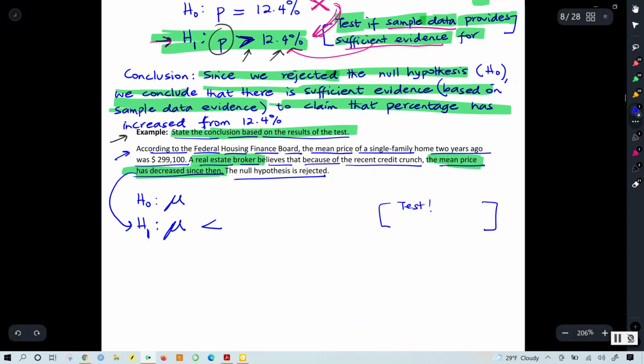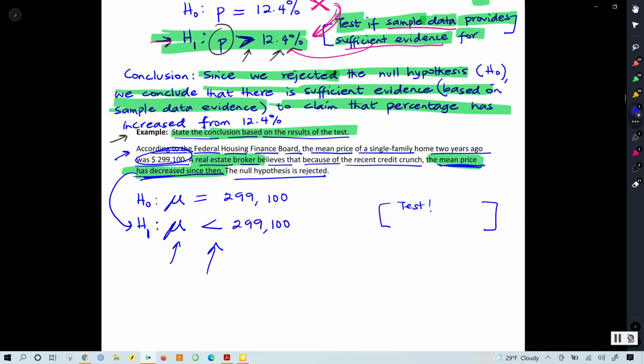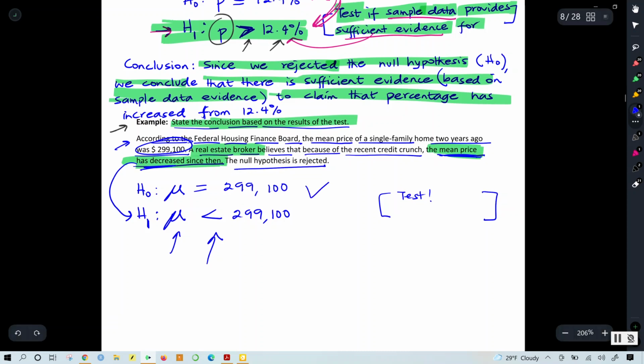Okay, so with that said, I continue. So I want to check if the mean price, mu, has decreased from what? What it used to be, the status quo. So that would be 299,100 goes here, and this is equal to 299,100. So based on this fact, I have now set up both what? The null and the alternative hypothesis.